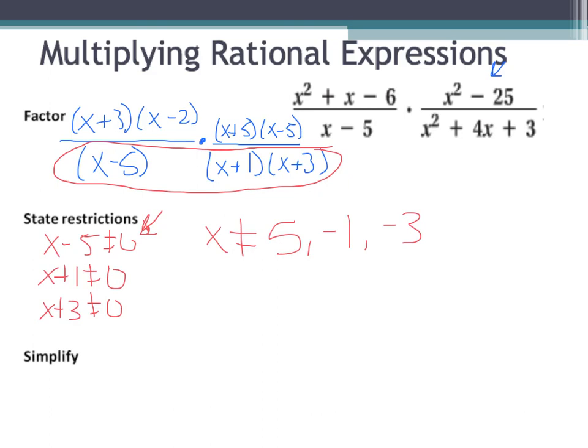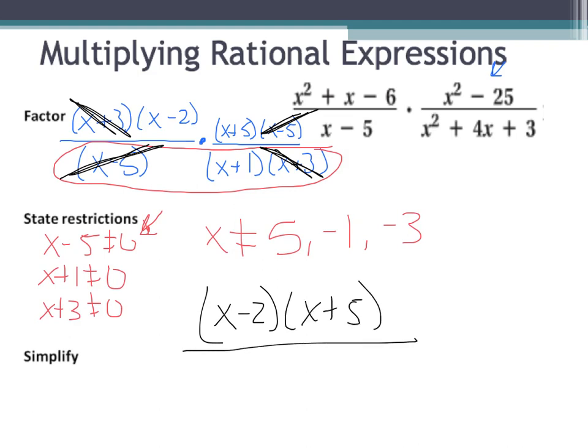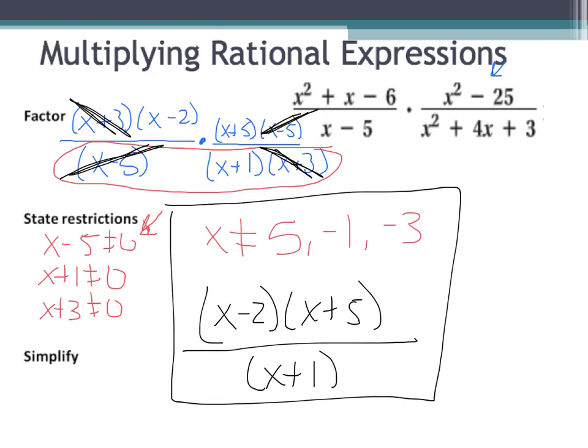So now if I simplify, as long as it's the same on top and bottom, they cancel each other out. It doesn't matter which fraction they're in, they will cancel each other out if it's top and bottom. So here's the x minus 5, that will cancel with this x minus 5. Here's an x plus 3, that will cancel with this x plus 3. There's nothing else on top and bottom that's the same. So my final answer would be x minus 2 times x plus 5, that whole thing over x plus 1. So this would be my final answer.